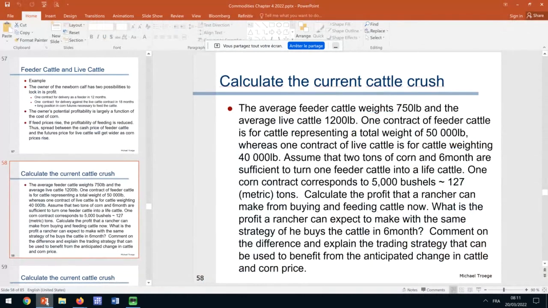Let's go back to the cattle crush. So 750 pounds for feeder cattle. Live cattle is 1,200 pounds, sorry. And then we have these contracts that strangely have a different size, 50,000 and 40,000.